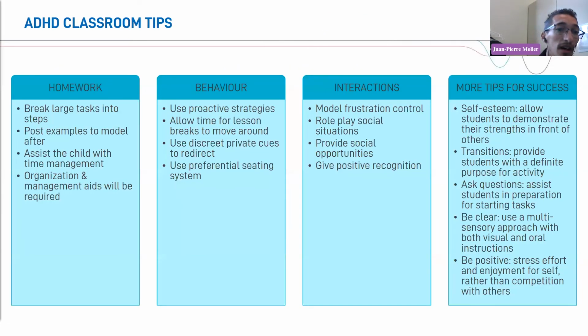So, for homework, break large tasks down into little steps. For behavior, use proactive strategies, use preferential seating systems, and please watch what they eat, because your diet improves your mood, improves your attention. Interaction: model frustration control, provide social opportunities. So give them time to take breaks, just to breathe before they come back.